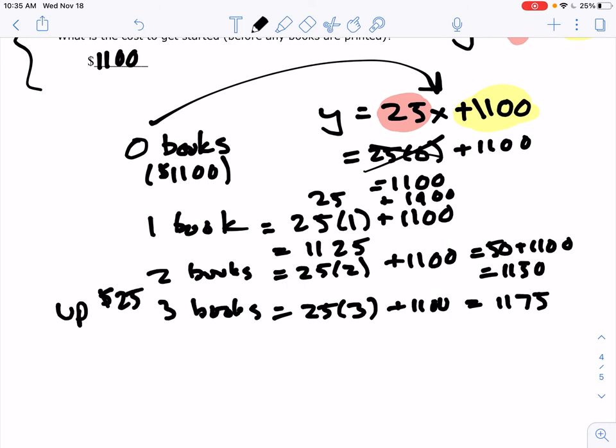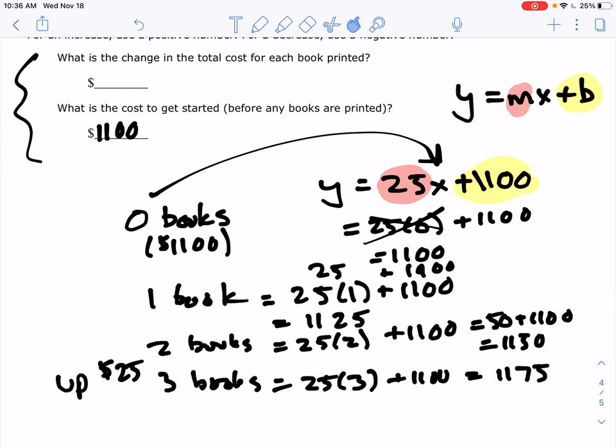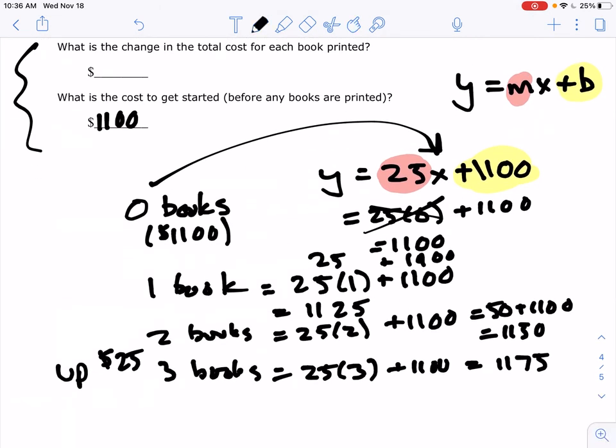So if it goes up $25 each time, think about that. What that means is that each book costs 25 bucks to print. And you can pull that all right off of this equation right here. It's all right here. It's that number right here. So we didn't have to do any of this. It's good that we did, because now we understand why it works. But it's right in that equation. So you just go right up there and you go 25. You put it right down there and boom. You are set and ready to go.